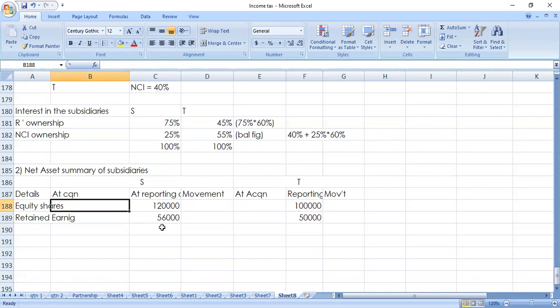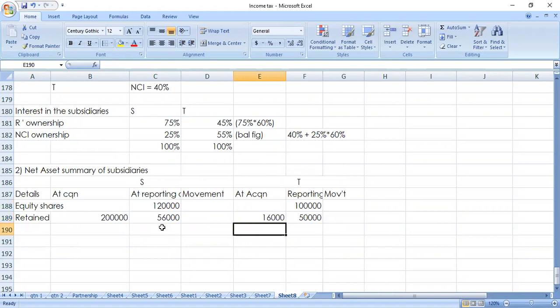I didn't share it, unfortunately, and I hope you have it. It's part A, which says that the intercompany shareholdings were acquired on 1st January 2018 when the retained earnings of Sandra were 20,000. So that is at acquisition, 20,000 for Sandra. And then for Tvec, they said it was 16,000.